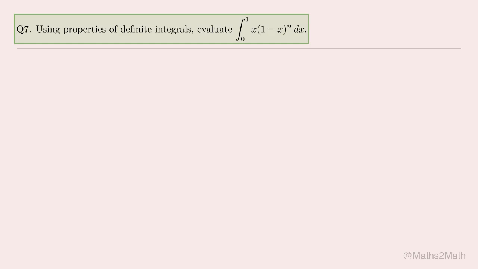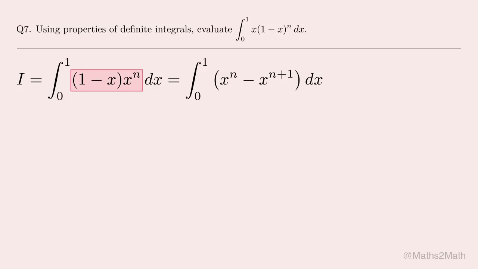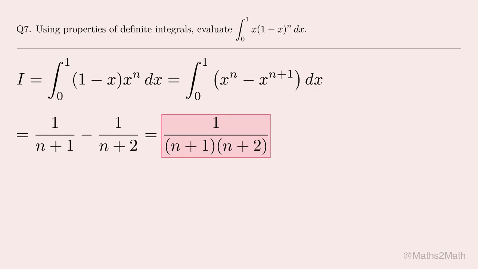Question 7. Reflect x to 1 minus x to untangle the power. The reflected integrand is a plain difference of powers. By the property, the integral equals that of 1 minus x times x to the n. Two power integrals combine over a common denominator.